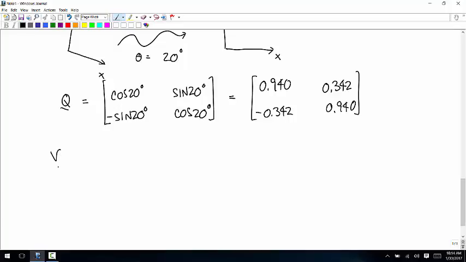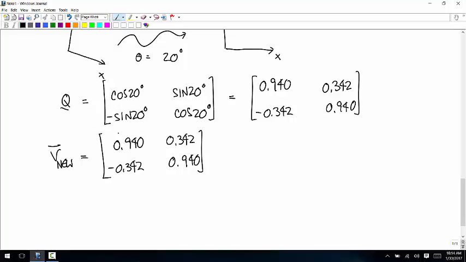And so the velocity vector in the new coordinate system is [0.940, 0.342; negative 0.342, 0.940] multiplied by our velocity vector in the old coordinate system. And so you just get 0.940, negative 0.342 meters per second.